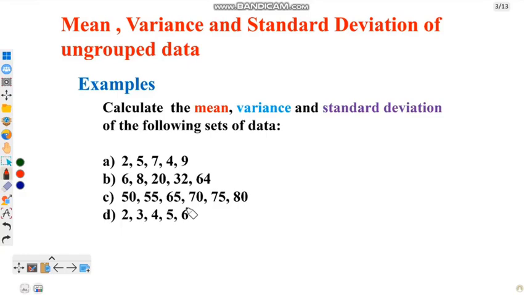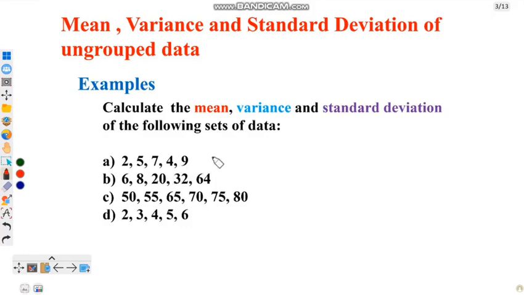We must know that with ungrouped data, we are looking at a set of individual data points where each value is listed separately. As you can see, when you look at the first one, we have 2, 5, 7, 4, 9. Each of these data values is listed individually, separately. So these are examples of ungrouped data. How can we find the mean? How can we find the variance and the standard deviation?